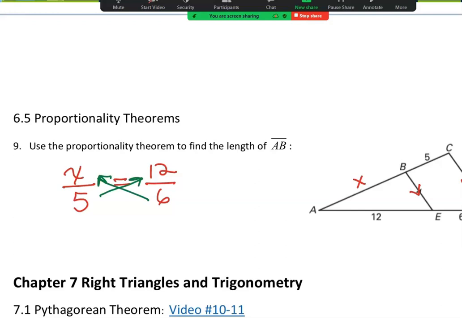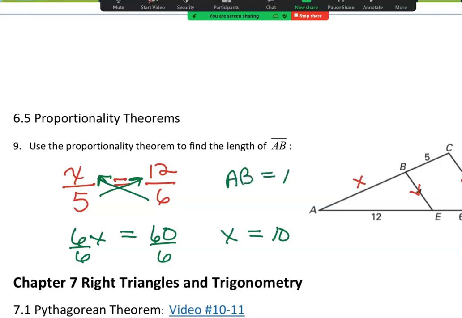So doing your cross products, you get 6X equals 5 times 12 is 60. Divide by 6, divide by 6, and we're getting X equals 10. So AB's length is 10, and we have completed the chapter.